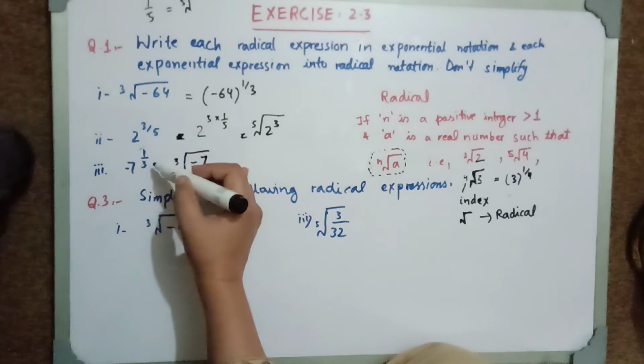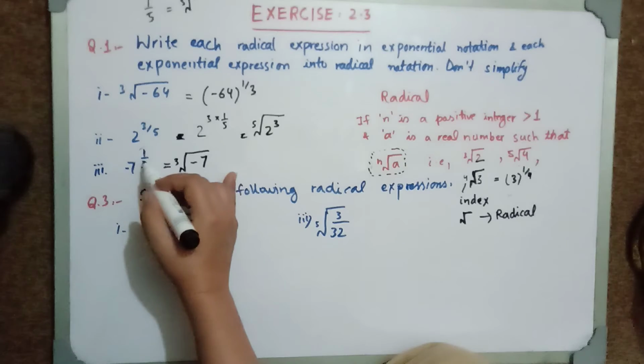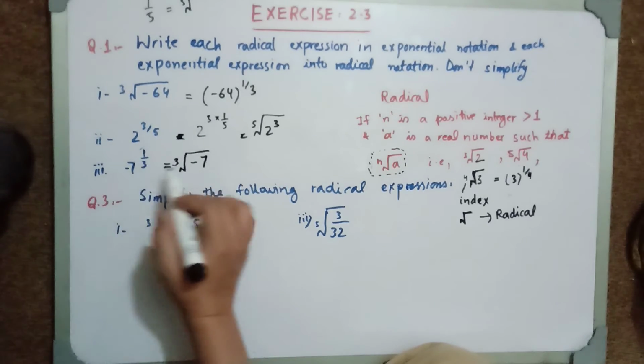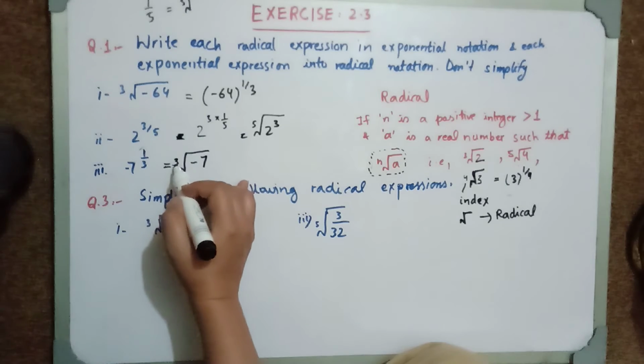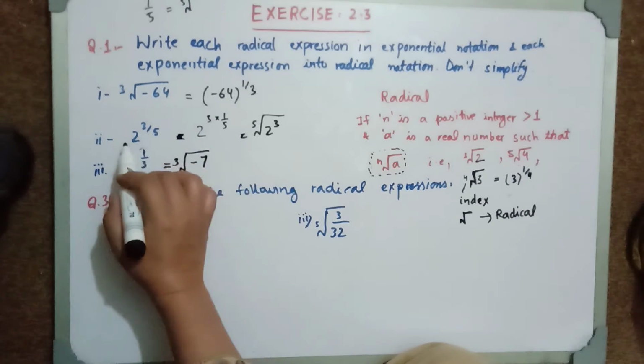It can be 5, 6, 7, 8, and so on, right? So this denominator will become the index. If it is 2 by 3, then you can't write it as 3 only. That 2 will remain here in the power, as we did in part 2.